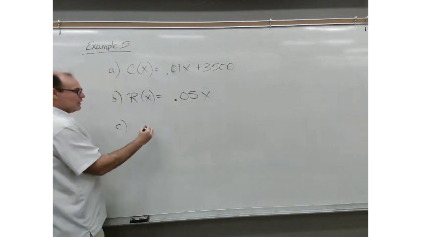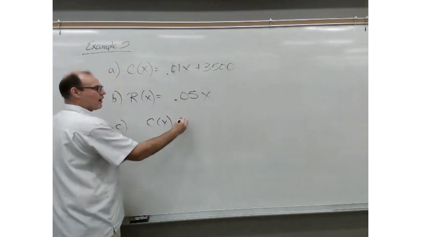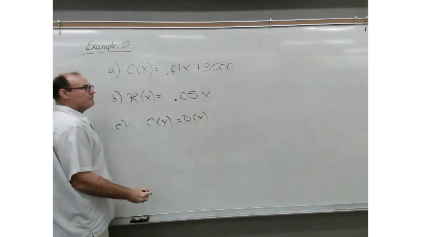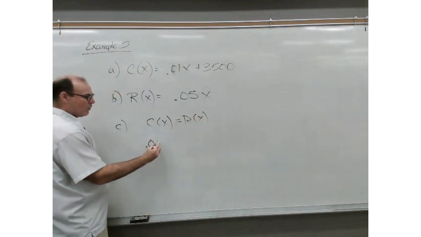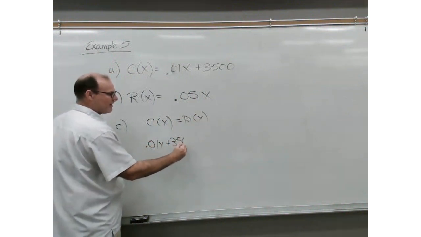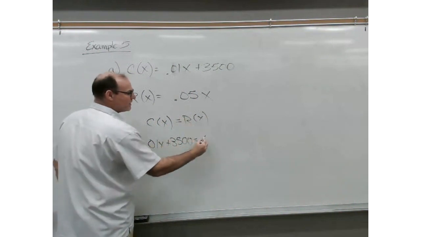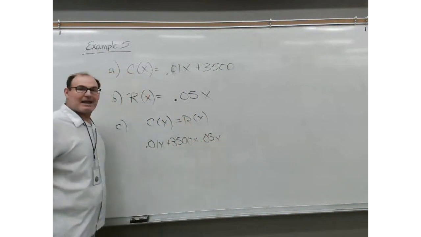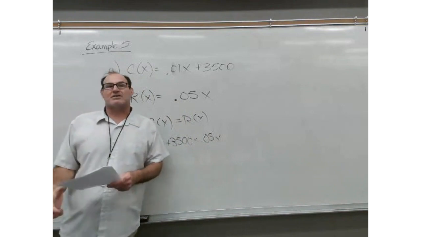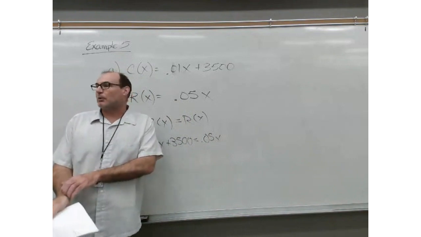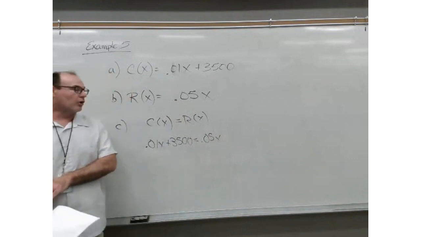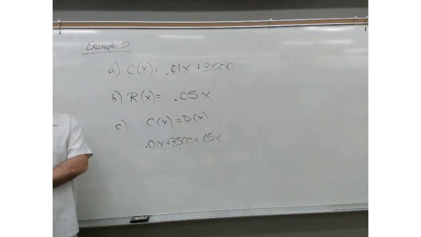So the last thing here is the break-even point is where the cost equals the revenue. So the cost is 0.01x plus 3,500. The revenue is 0.05x. And I'm going to leave the solving part of that to you. That's not a super hard equation to solve, but the word problem was a little difficult to set up.